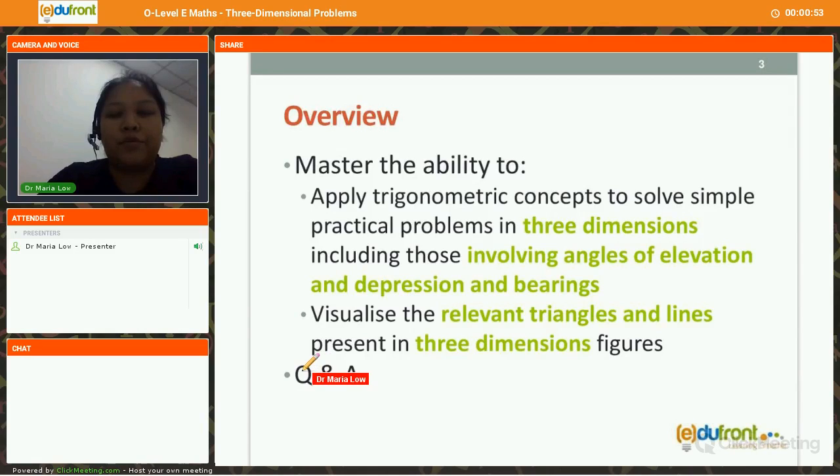Then after looking at the recap topics, we shall master the ability to apply trigo concepts to solve simple practical problems in three-dimensional, including those involving angles of elevation, depression, bearings, and we need to be able to visualize the relevant triangles and lines present in the three-dimension figures.